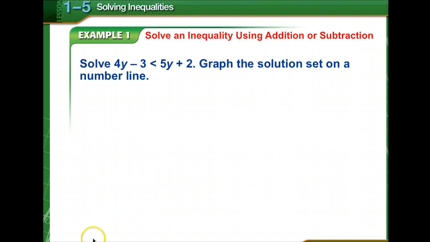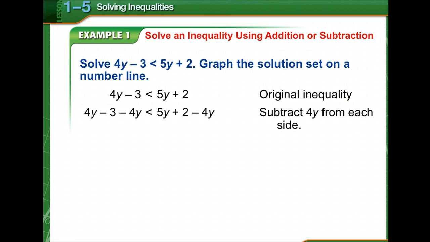We are asked to solve using addition or subtraction the inequality 5y minus 3 is less than 5y plus 2. Graph the solution set on a number line. We'll start with the original inequality. Now, as we're looking at this, we're looking at our y's. They're both positive. So we're going to keep the y on the side that's the largest y. So that's why we're going to start by subtracting 4y from each side. The less you work with negatives, the less chance of error you have.